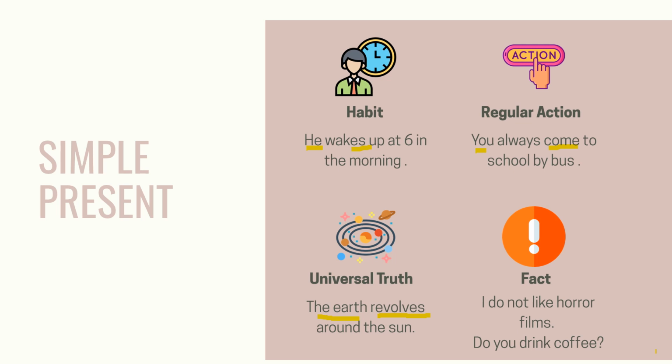Now the fourth place where we use simple present tense is with facts. I do not like horror films. That's a fact. So because I is the subject and we are using do, and because it is a negative sentence, we use not. So I don't like horror films. Next, as an example with an interrogative sentence, we start with do because the subject is you. So do you drink coffee? So in this way, we use simple present tense with habits, regular actions, universal truths, and facts.